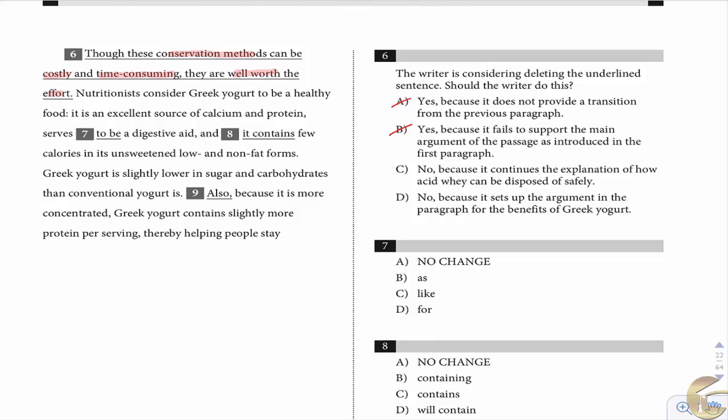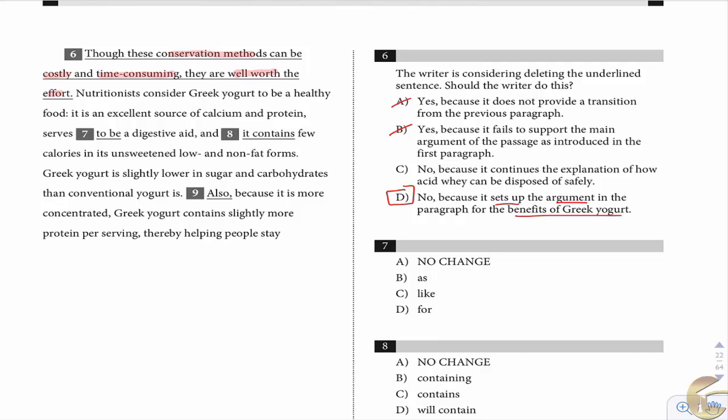So when you look at the answer choices, the one that would match is D. It says no, don't delete it because it sets up the argument in the paragraph for the benefits of Greek yogurt. All that is there. That's what we're doing. So your answer for number 6 is going to be D.